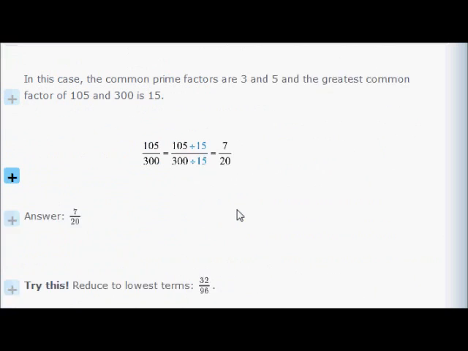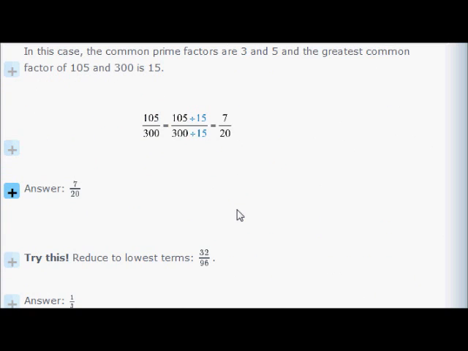So, how would it have worked if we had just divided the numerator by the GCF and the denominator by the GCF? 105 divided by 15 equals 7. 300 divided by 15 equals 20. So, same answer, 7 over 20.